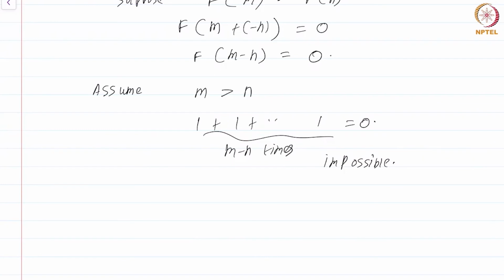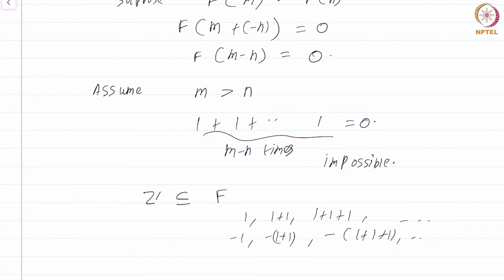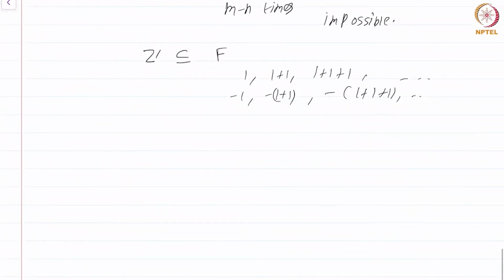So the upshot is the integers are actually sitting inside any field in disguise. They are sitting as 1, 1 plus 1, 1 plus 1 plus 1, and the negatives of these: minus 1, minus 1 plus minus 1 plus 1 plus 1, and so on.